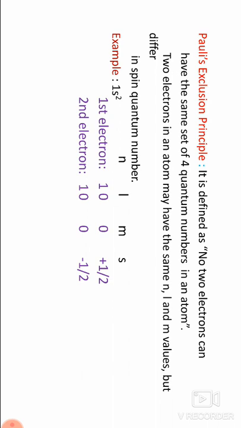It follows from Pauli's principle that an orbital accommodates a maximum of 2 electrons. Pauli's principle is useful in the determination of the maximum number of electrons present in the main shell and in subshells.